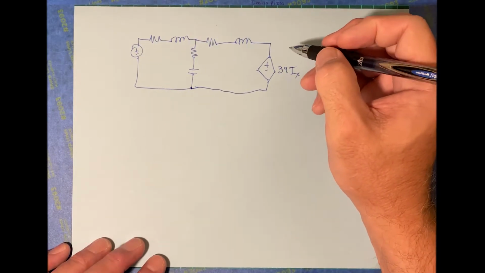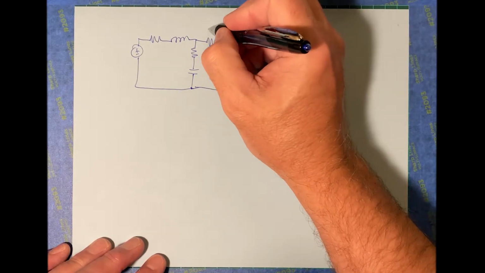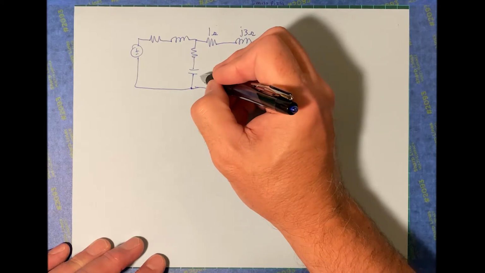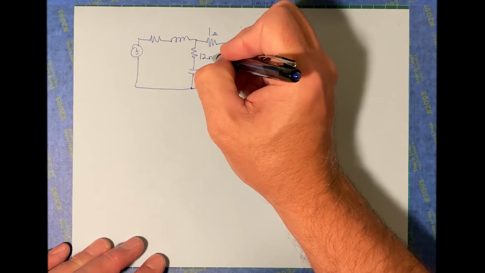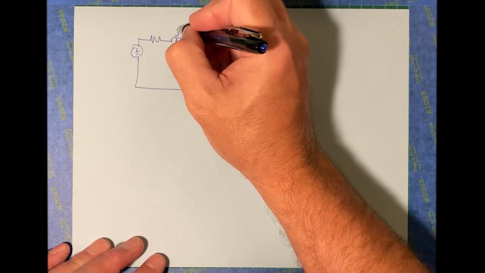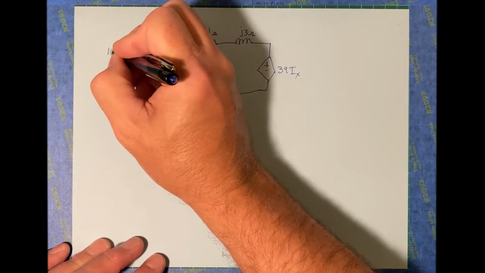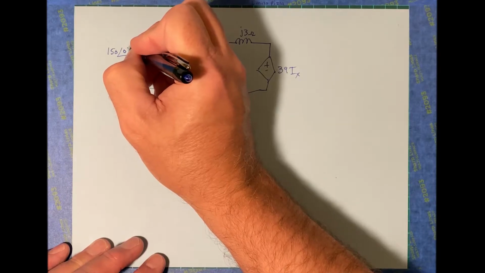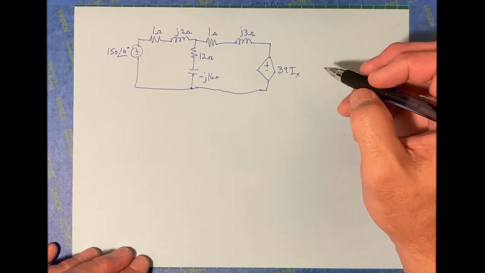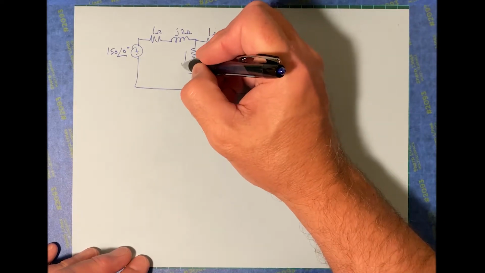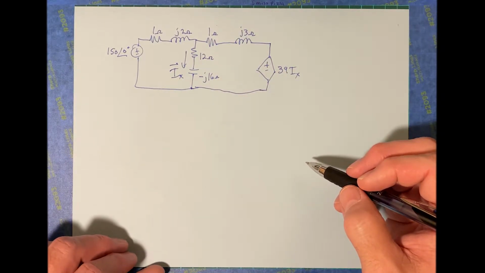In order to save some time, I already converted this one into the frequency domain. All right, let's see, our I sub x is that current right there.